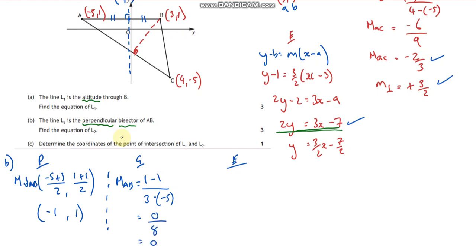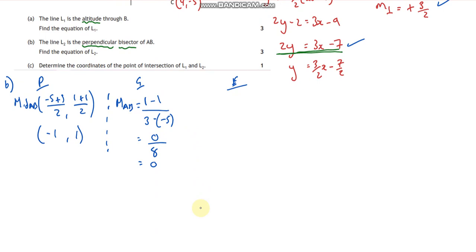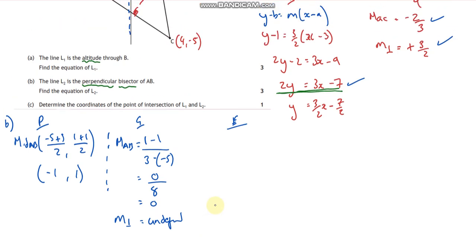So the gradient for that one is just 0, isn't it? And that makes sense. It's a horizontal line. You didn't even need to do this sum. You could have just said, well, I can see that m is equal to 0. That means that the m perpendicular is actually undefined. So we're not going to use this classic equation.